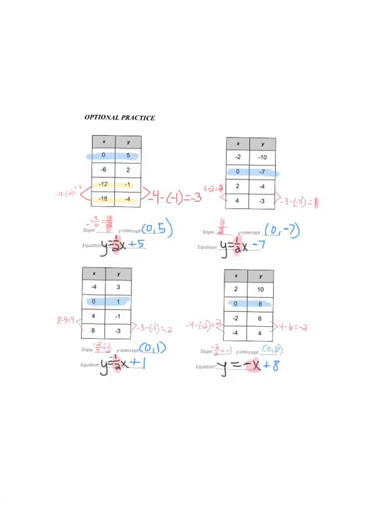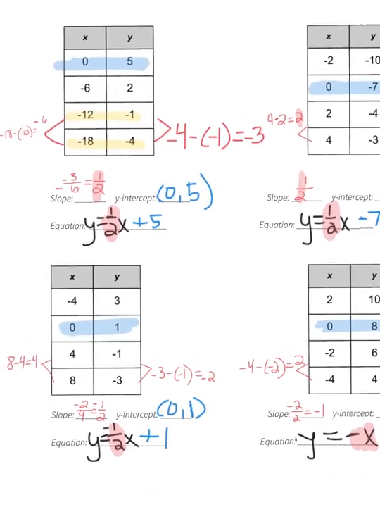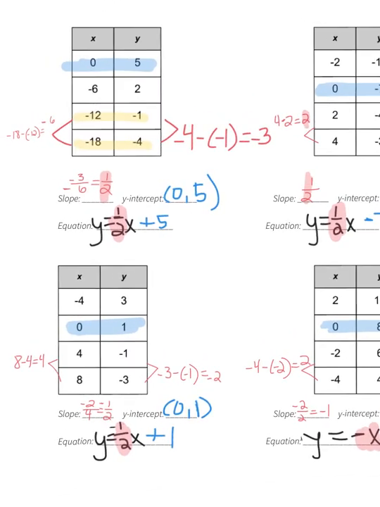Okay? Hopefully you tried these on your own and you got the same answers. Right here, y equals 1/2 x plus 5. Remember this one, I just want to point out the change in y is negative 3 over the change in x, which is negative 6. A negative divided by a negative is a positive. That's why this is simplified to positive 1/2.